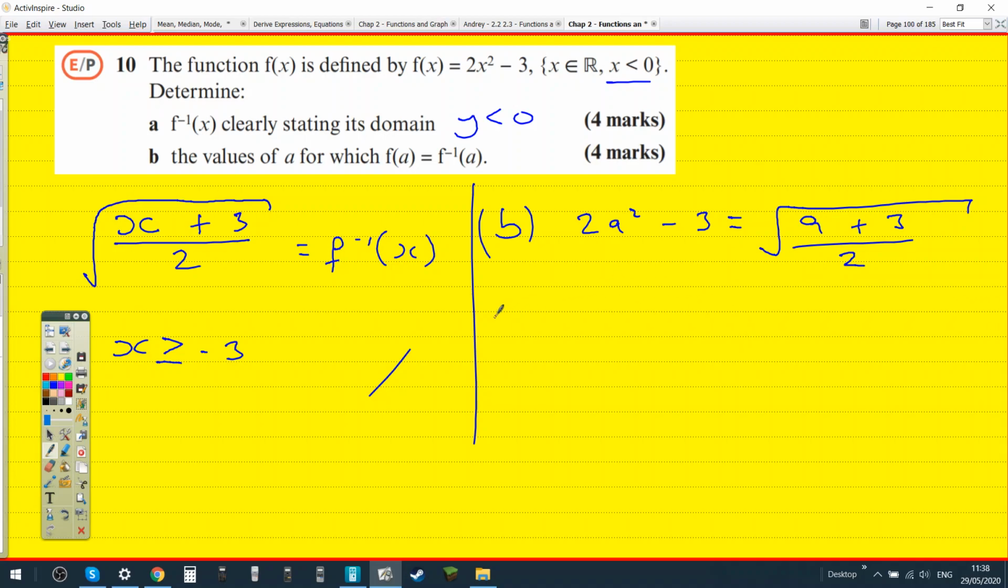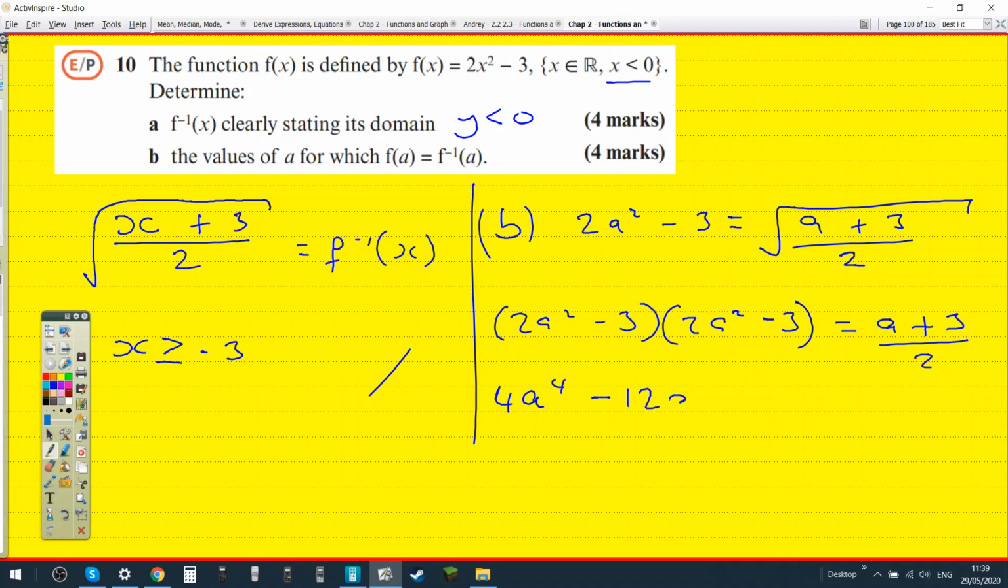So you do 2a squared minus 3 times 2a squared minus 3. Yes. You'd fully expand those brackets. What would you get when you expand those brackets? 4a to the power of 4 minus 12a squared plus 9.